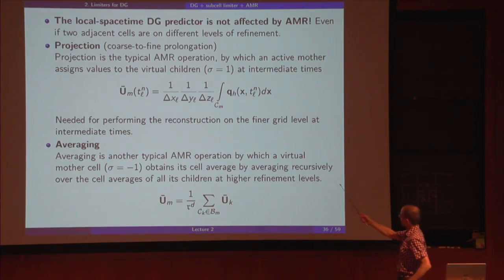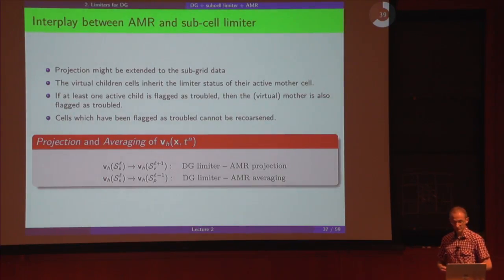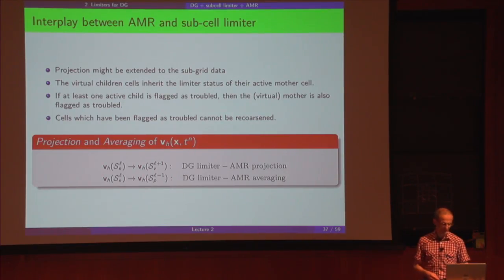Then the projection, you know, is this typical AMR operation by which you assign values to the children cells starting from the mother. And when we do that, we use the predictor again. So here, QH is the predictor, which gives numbers to the virtual cells. The averaging is the other operation. When you have the subgrid, there may be cases when you have to project on the subgrid. Maybe there is a figure here which explains more than anything else.